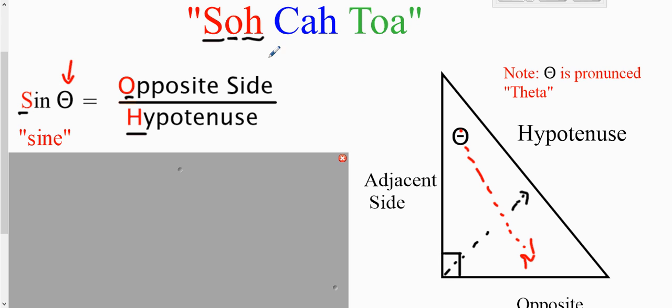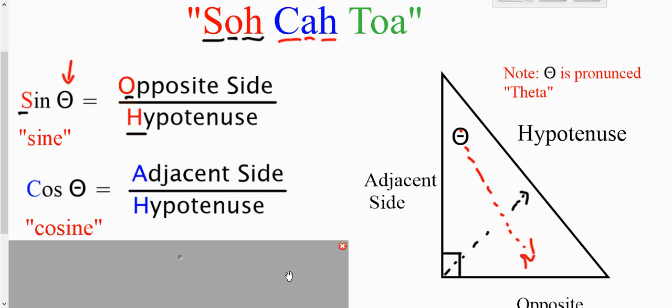Okay, let's go to the next one. The C in SOHCAHTOA stands for cosine, and cosine will be the A over H, in this case, the adjacent side over the hypotenuse. So again, starting from our point of reference, theta, which is this acute angle, the adjacent side is our next-to side, and the hypotenuse never changes. It's the ratio of those two sides.